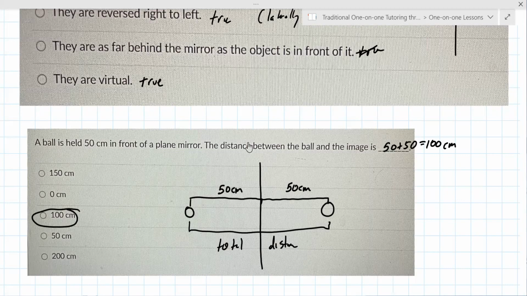And I think the confusing thing is, like, you feel like it's on the mirror, but it's actually behind it, but not, it's not real. That's why they call it virtual.